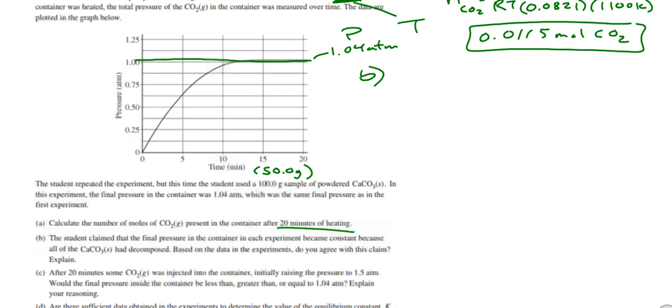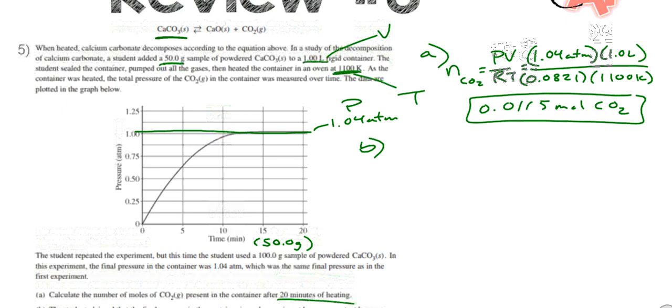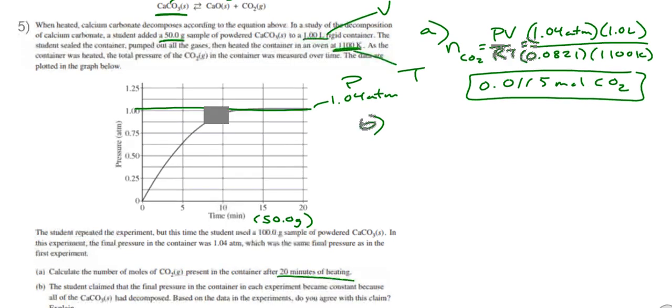B, very interesting question. So the student claimed that the final pressure in the container in each experiment became constant because all of the CaCO3, so all of this, had decomposed, meaning all of it went to the other side. Based on the data in the experiments, do you agree with this claim? Explain. Okay. We could talk about this for a while, but to me, there's a big hint here.